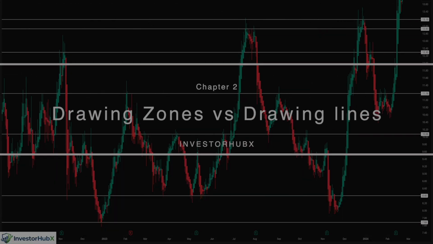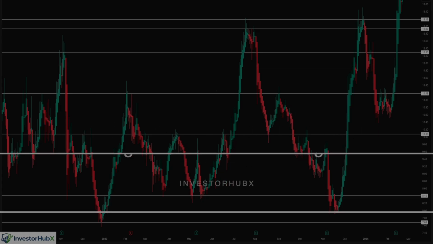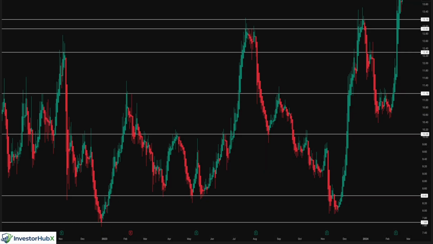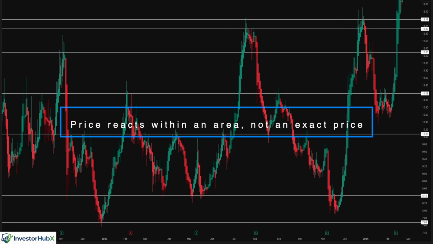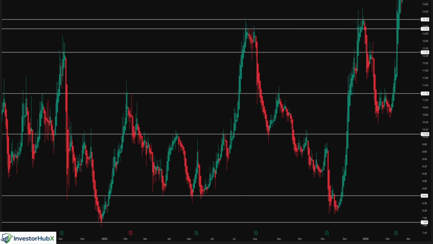Next, we are going to talk about drawing zones instead of lines. Let's come back to our first example for a moment. Earlier, we drew two horizontal lines here because price reacted at slightly different levels. Now, this is very common in real markets. Price doesn't usually reverse at one exact price. Instead, it reacts within an area. When we try to draw multiple lines like this, the chart starts to look messy. And when a chart looks messy, it usually means we're overcomplicating things.